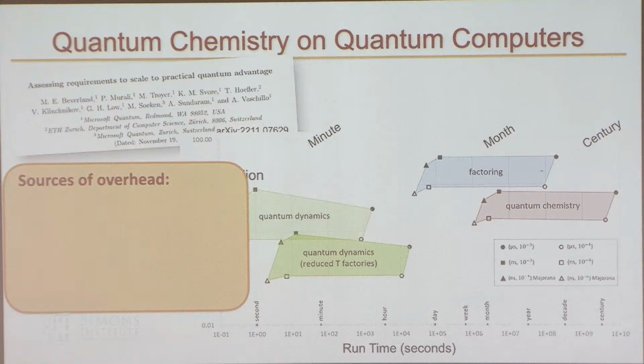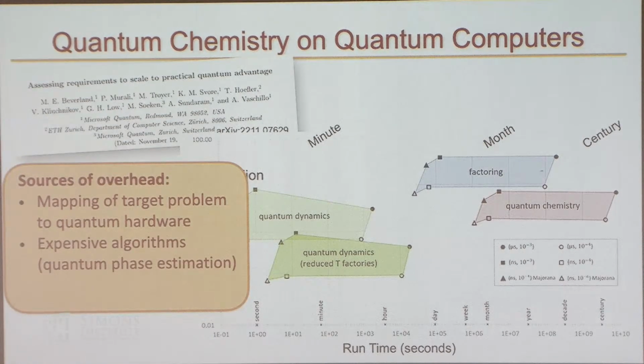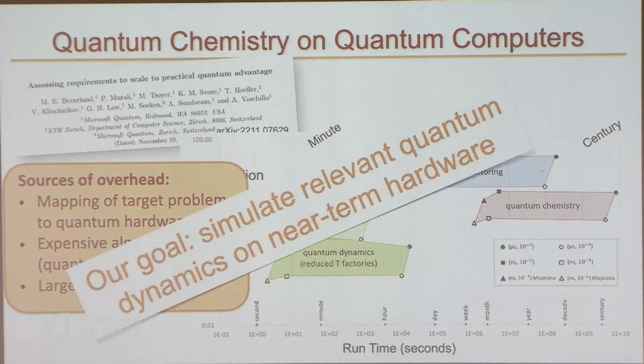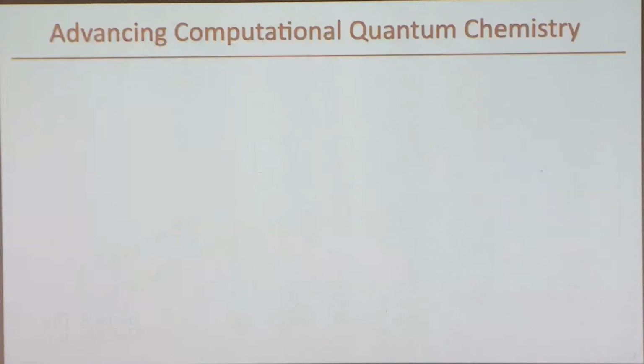So the first thing is, where does the overhead actually come from? The first really hard problem is to map the target problem onto the quantum hardware. The second is that these calculations assume that you do quantum phase estimation, which is expensive. And the third is, of course, that you have a large overhead due to error correction. So what we try is to take some of the problems, make quantum dynamics out of them, and put that on near-term hardware. The rest of the talk is showing you how we do that.